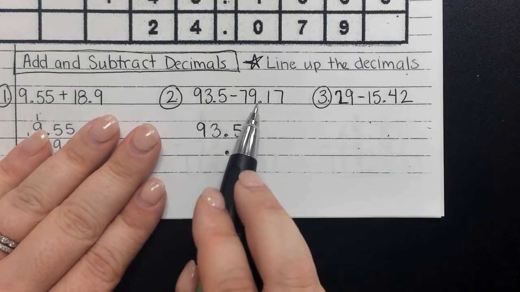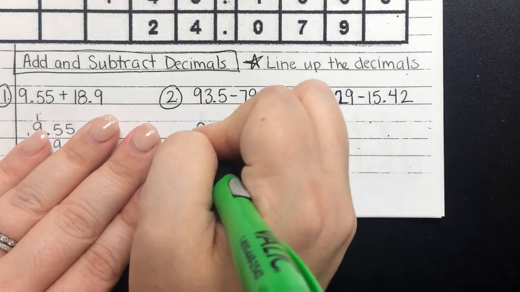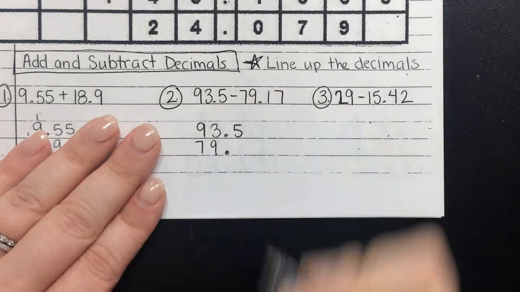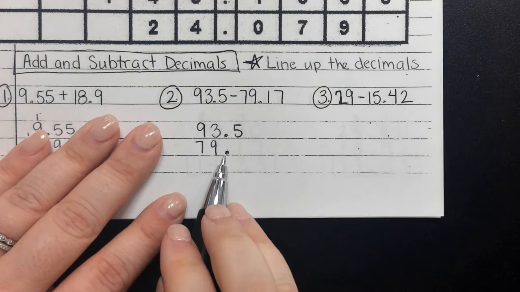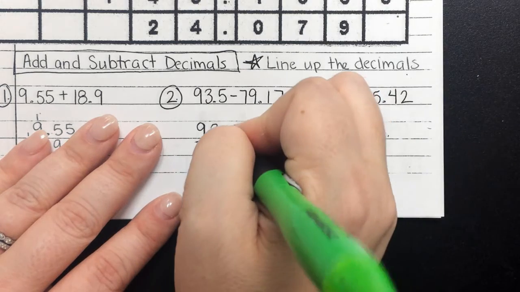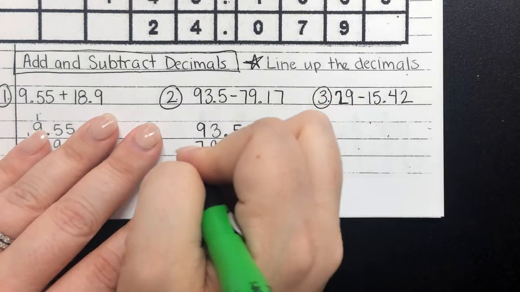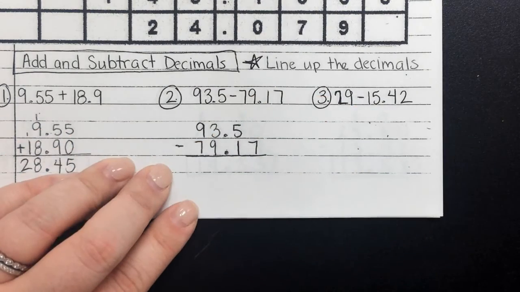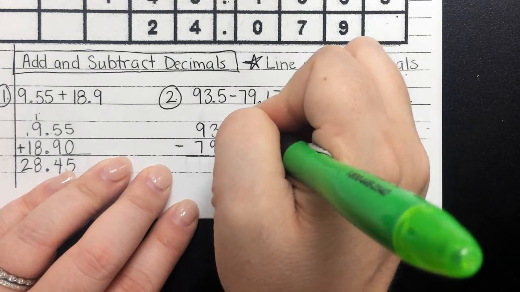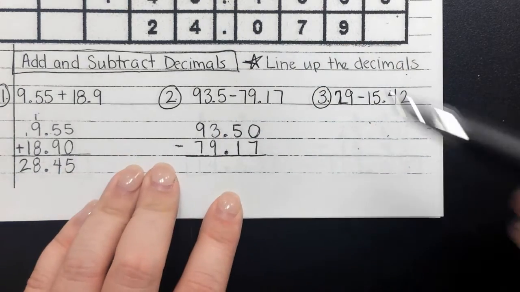What number is in front of that? 79. So I'm going to put 79 in front, lining up my 1s and my 10s. And behind the decimal is? 17, making sure my 1 lines up. So I have an empty gap here. What do I need to put in that gap? A 0. If I don't put the 0, then I won't realize.